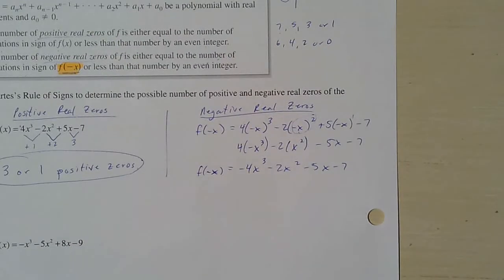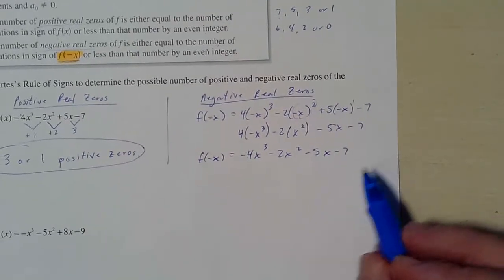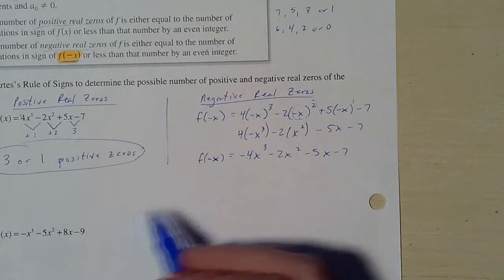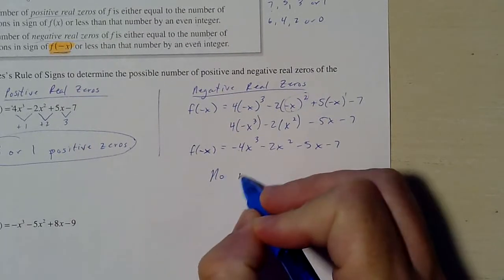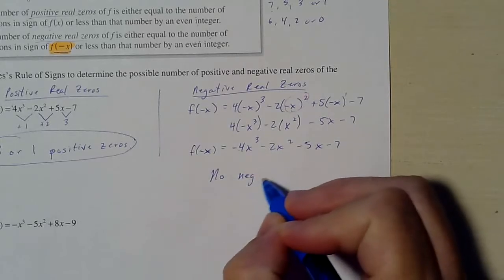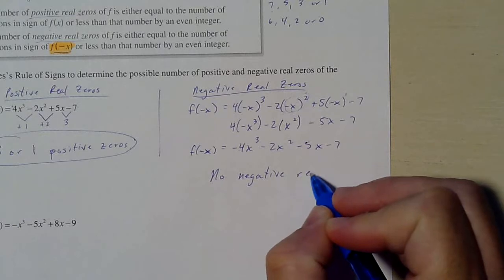Okay, so I have no sign changes. This stays from negative to negative all the way through. So if it has no sign changes, we say there's no negative real zeros. So there's no, or 0, if you want to write the word 0, it's fine. No negative real zeros.